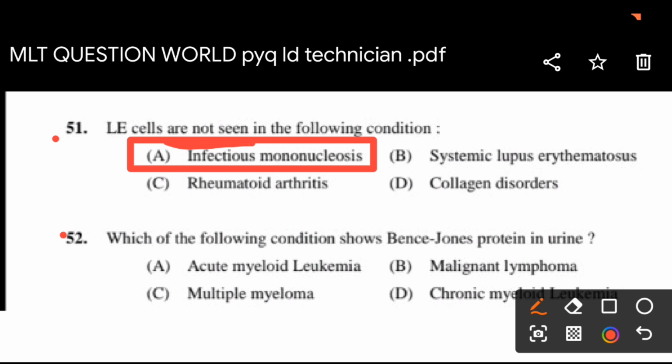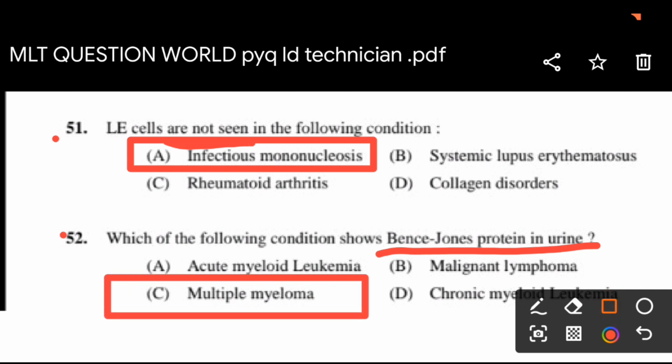Then, which of the following conditions shows Bence-Jones protein in urine? Bence-Jones protein can be seen in acute myeloid leukemia, malignant lymphoma, multiple myeloma, chronic myeloid leukemia. The right answer, multiple myeloma. It is a plasma cell disorder in which Bence-Jones protein can be seen.